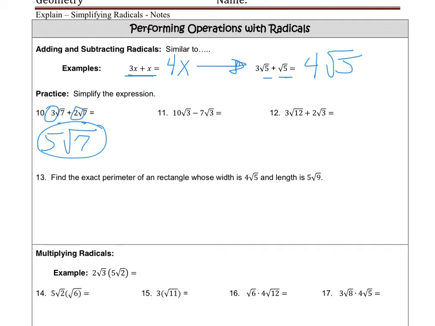If you get an answer, or if you get stuck, raise your hand, and the sub can help you. They have the key. Okay.